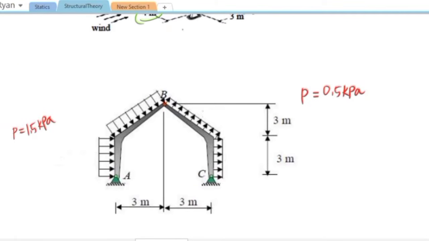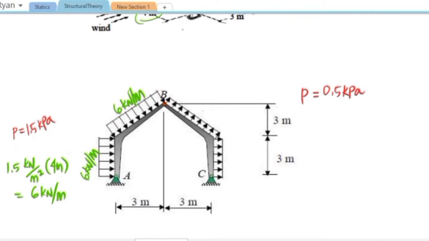So we will multiply that distance sa pressure 1.5 kilopascal, so that's 1.5 kilonewton per square meter multiplied by the distance of 4 meters, and that would give us 6 kilonewton per meter na magnitude ng uniformly distributed load dito sa windward side. Itong uniformly distributed load natin will have the magnitude of 6 kilonewton per meter.